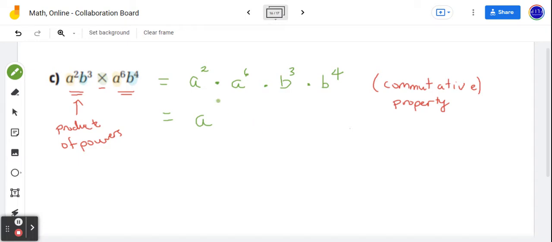Okay, and yes, so we can apply the commutative property. Sorry, I just had to pause the recording there. I had to take a quick message. So we're back in action here.